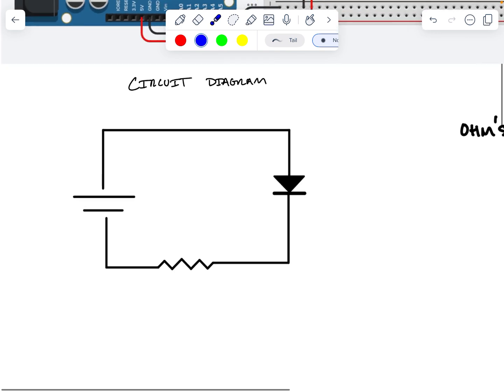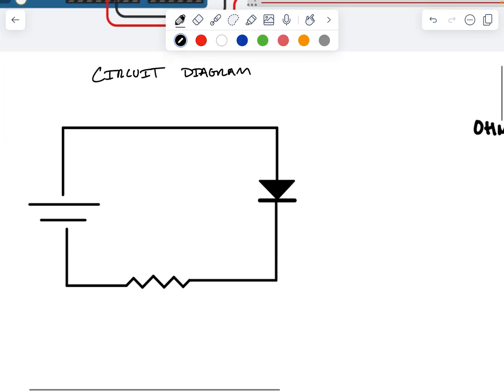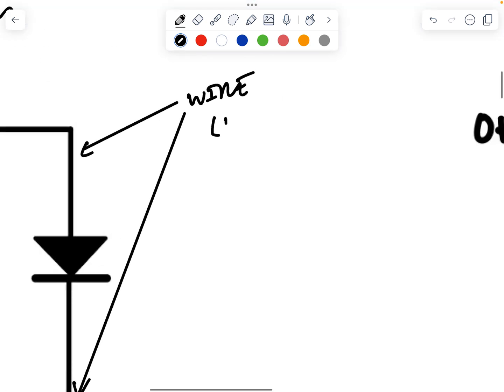Okay, so how do you read a circuit diagram? Well, the easiest thing to read are the wires. So any little straight line is going to indicate a wire, or maybe I should just even more simply say it's an electrical connection.